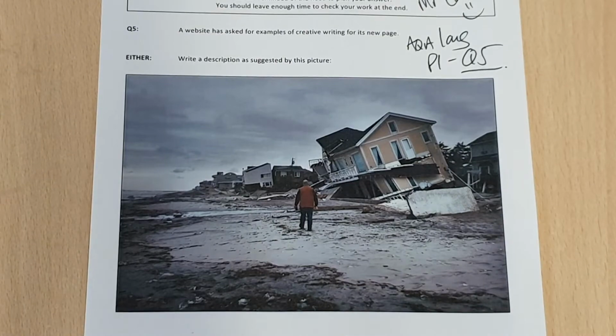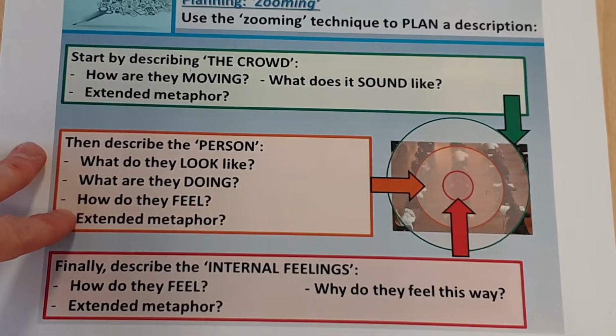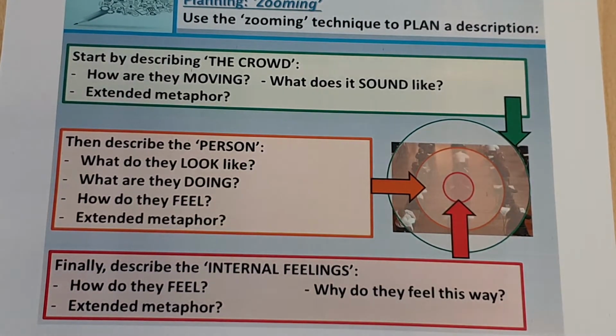In terms of planning, what I want you to try and do is I use what I call the zooming method. Now, the zooming method takes into account the entire picture and gets you to focus on specific elements. Now, for this particular example, I've used crowd, person, internal feelings. However, it basically pertains to the setting, an individual or specific focus, and then implied personal feelings, internal feelings. Now, obviously, if you've just got an object or a place, for the internal feelings, you are going to have to use personification. You are going to be thinking about personifying your area.